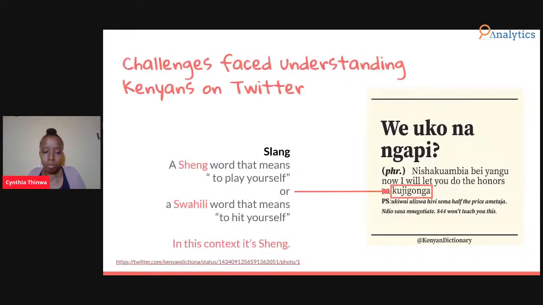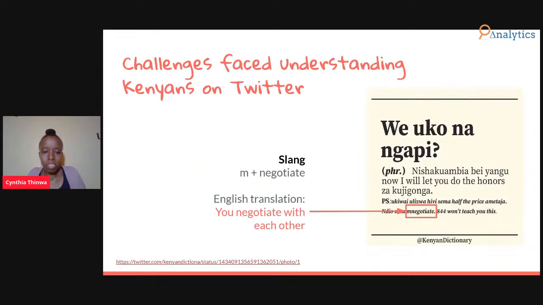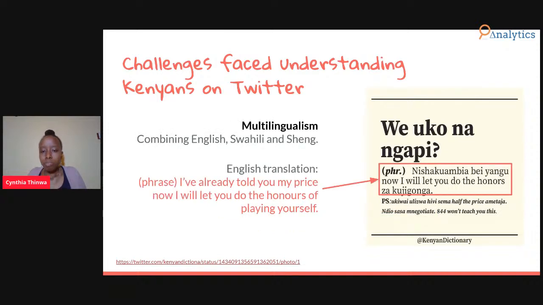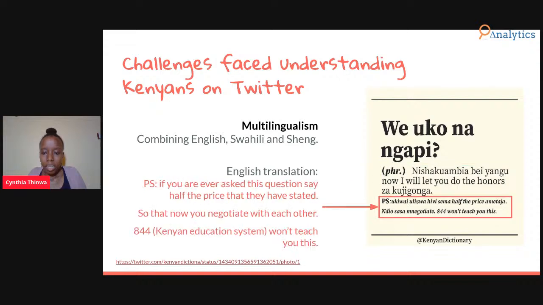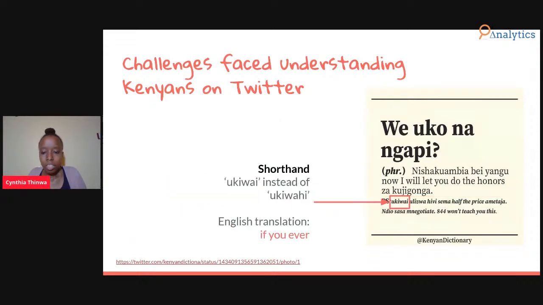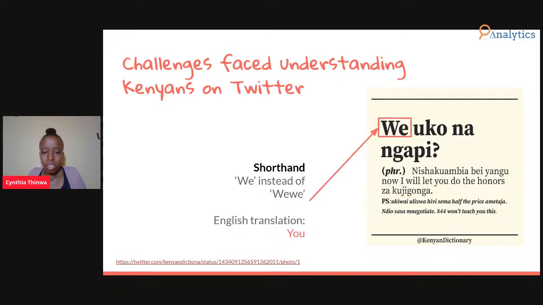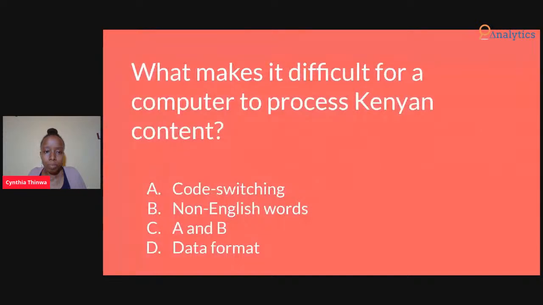And then if we look at this word, it's slang as well, but it's a sort of hybrid word where there's a Swahili prefix to show the subject and an English verb. And we have multilingualism in the first sentence and the second sentence. And then we also have use of shorthands, for example, using ukiwai instead of ukiwahi, and using we instead of wewe.